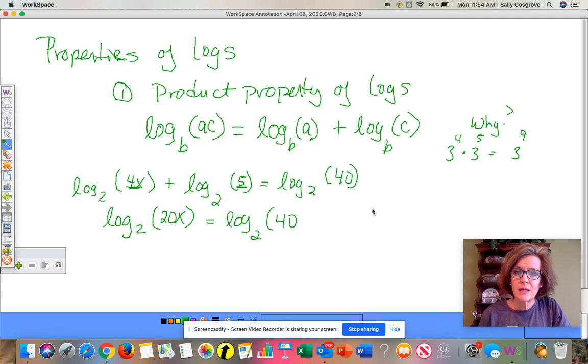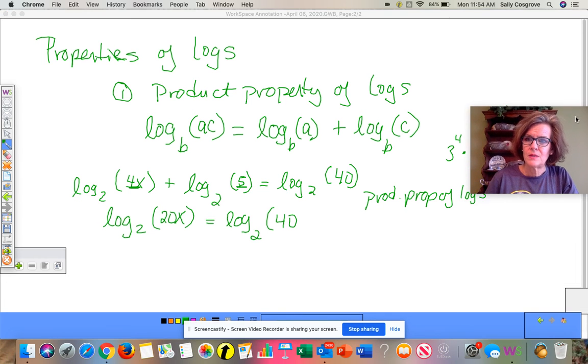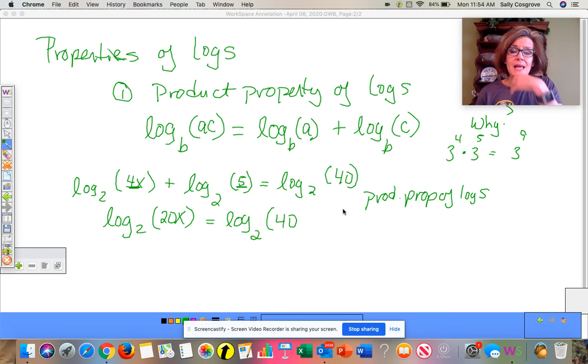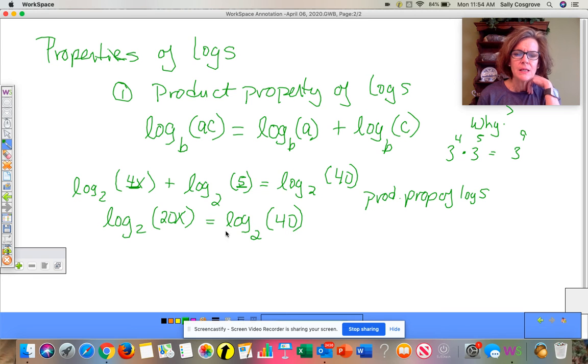So over here, what did I use? I used the product property of logs that says I can do that. I'm going to take this and move this up here so it doesn't get in our way. All right. Now what? Well, notice I have log base 2 of this equals log base 2 of that. Again, my bases are still the same. So, oh yeah, I remember what?